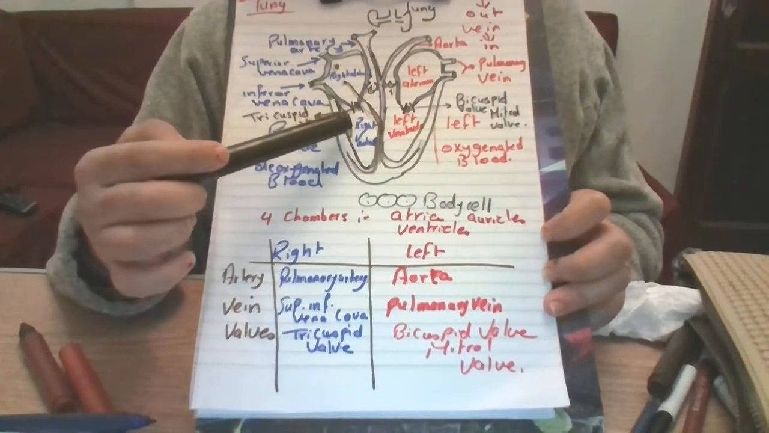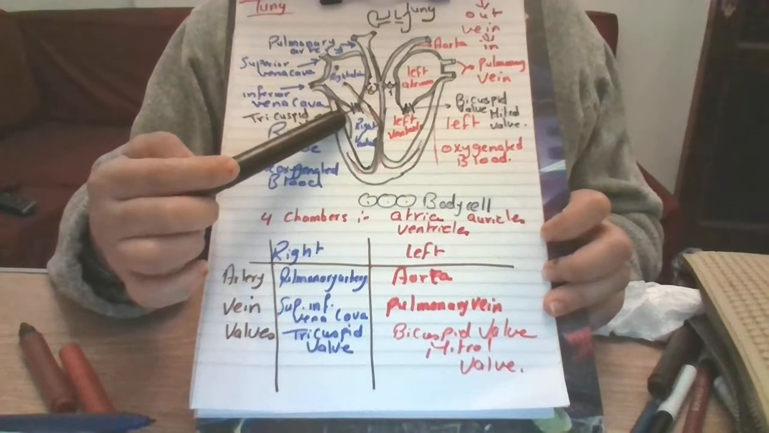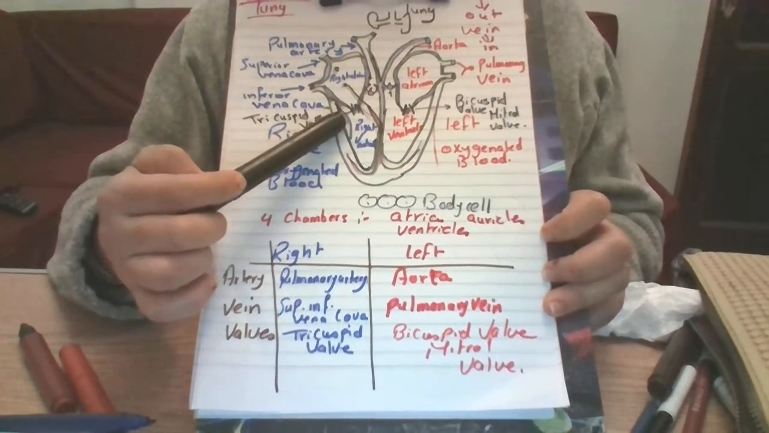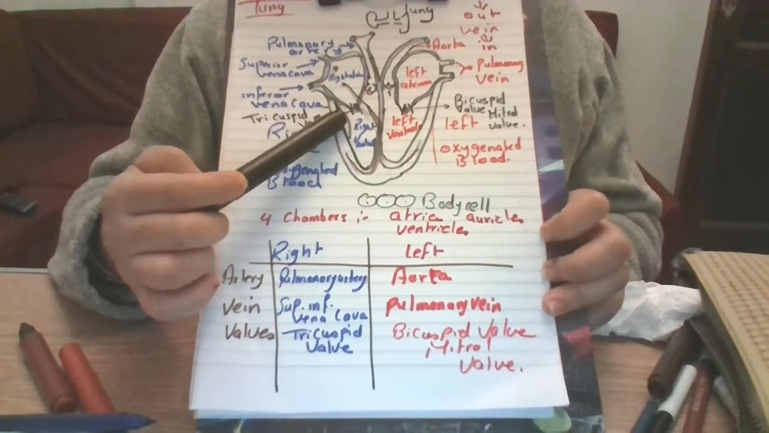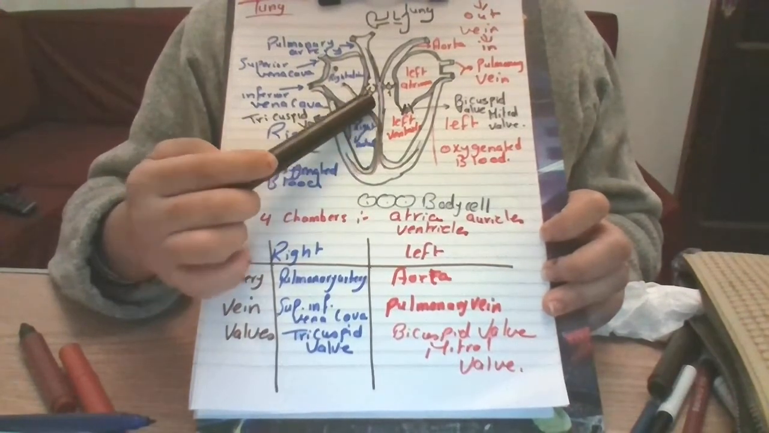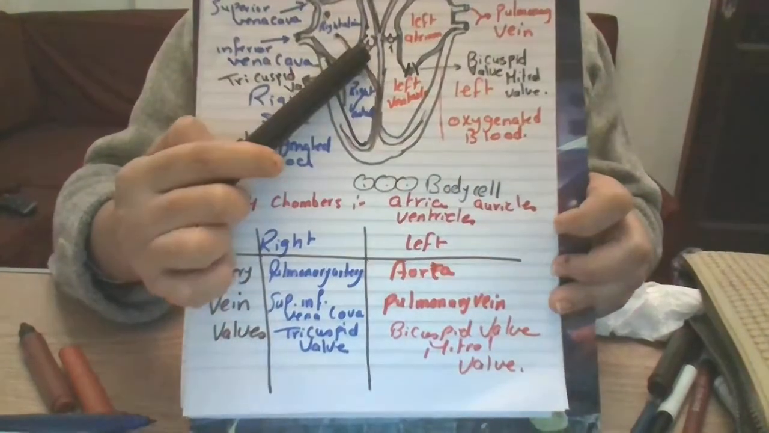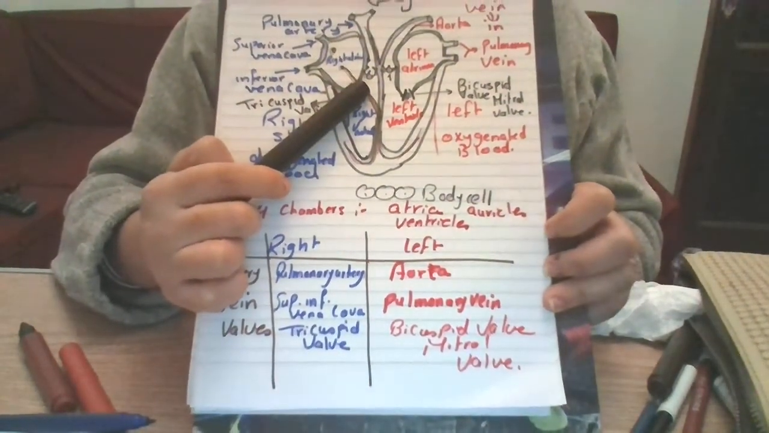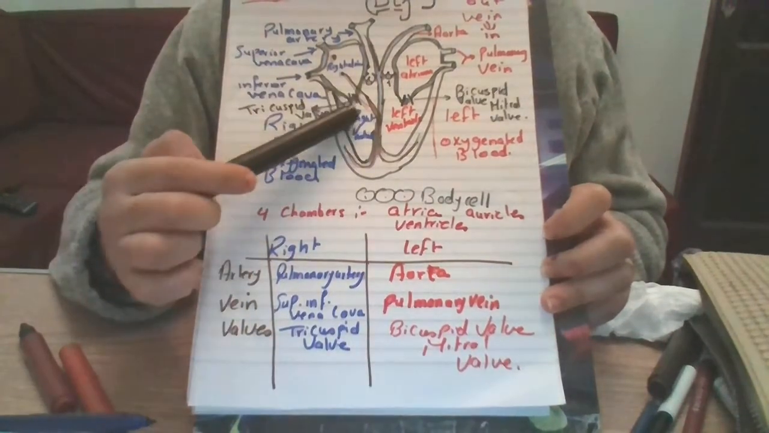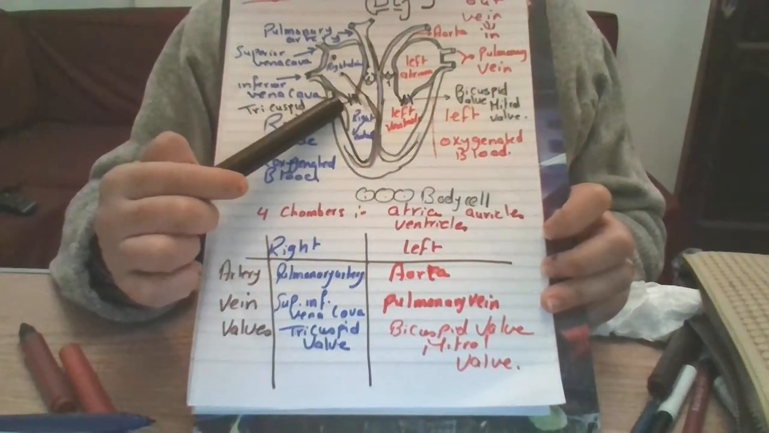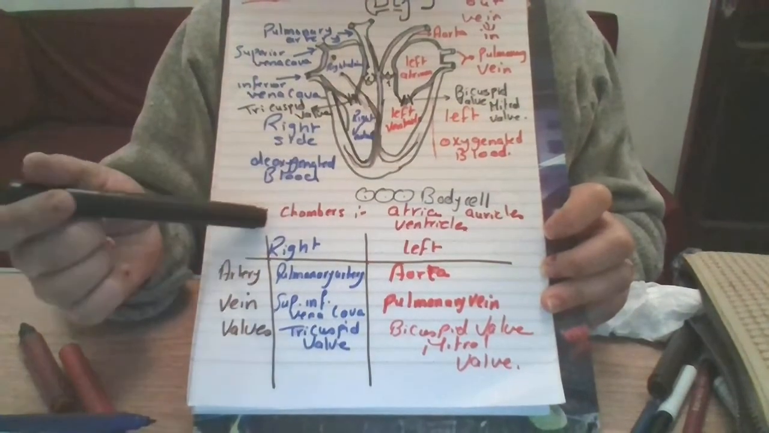For the right side, we have the tricuspid valve. The tricuspid valve in the right side consists of 3 flaps. Also we have the pulmonary artery valve and it's semilunar, which also means half-moon shaped. So these are the kinds of valves found in the right side.